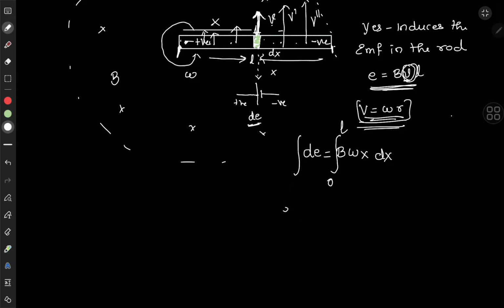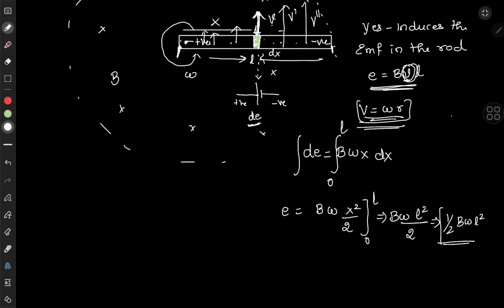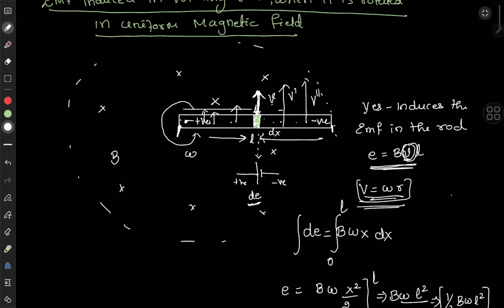Now the integration of dE will give you the total induced EMF, and the integration of B omega x dx will be, B and omega being constant, the integration of x dx giving x square divided by 2. Now apply the limits 0 to L. So we can write it as B omega L square divided by 2. This is the formula for induced EMF in the rotating rod.